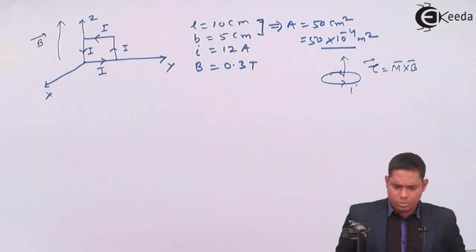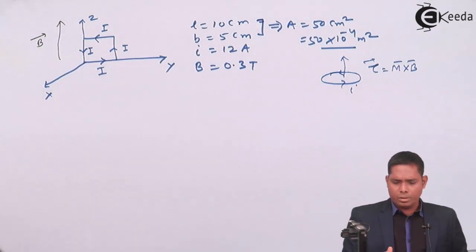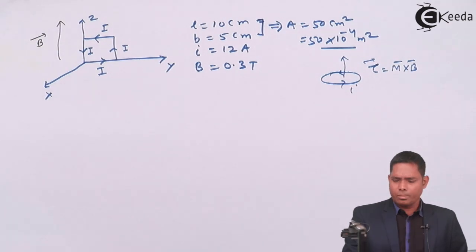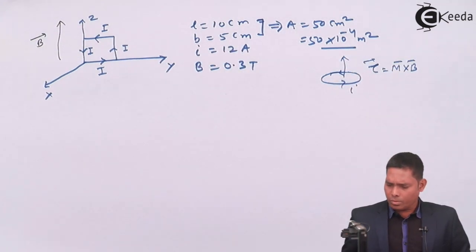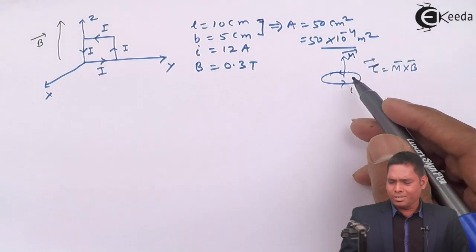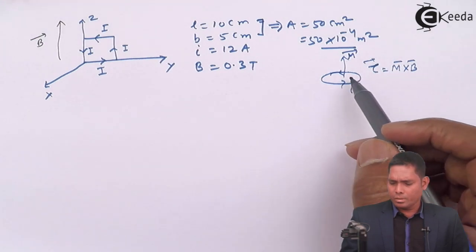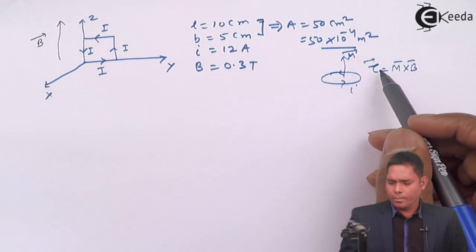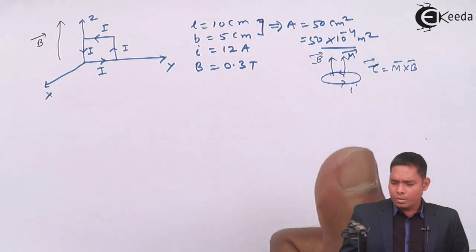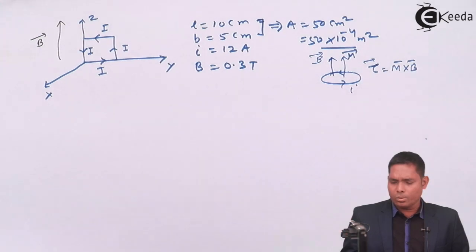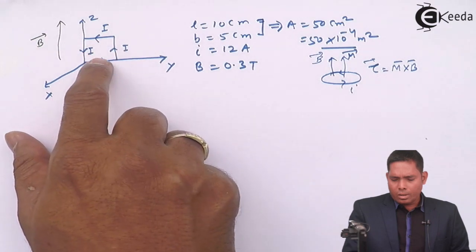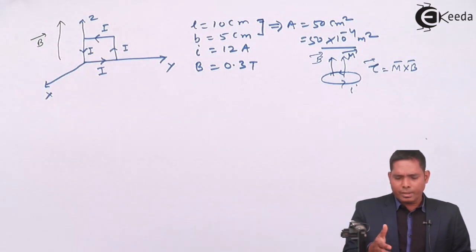M is what? If the coil current is in an anti-clockwise sense, then this is the direction of M. B is in whatever direction, and accordingly we find the torque. Now, if B is in this direction, then both are in the same direction, so sine 0 is 0. Now, if this is in this direction, this is the YZ plane.